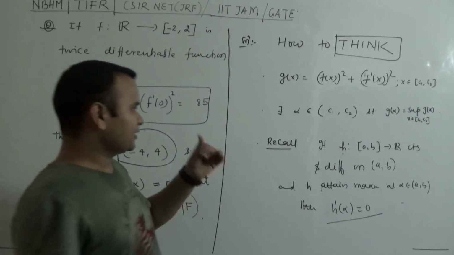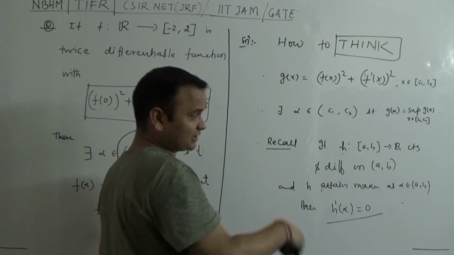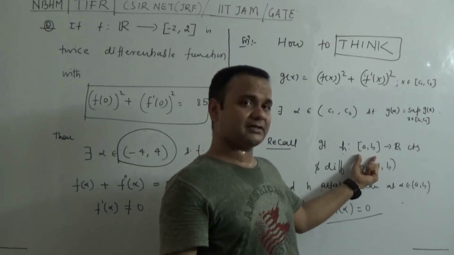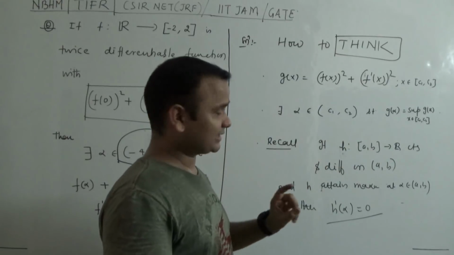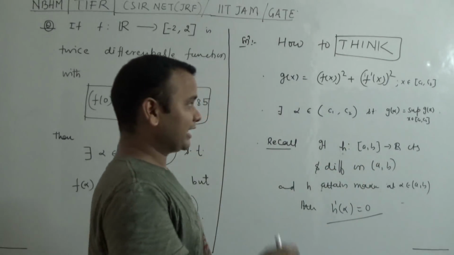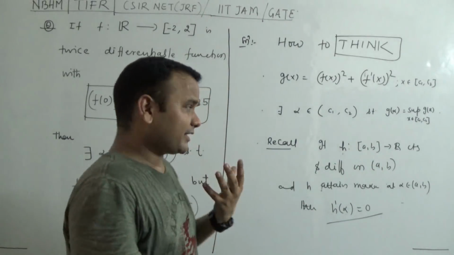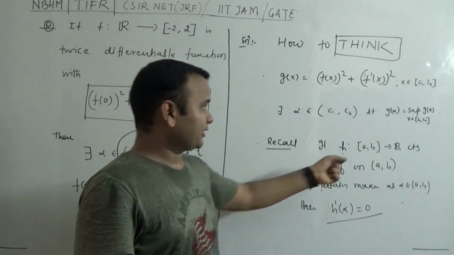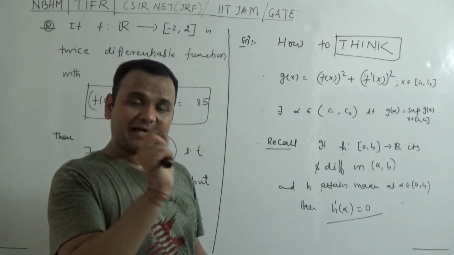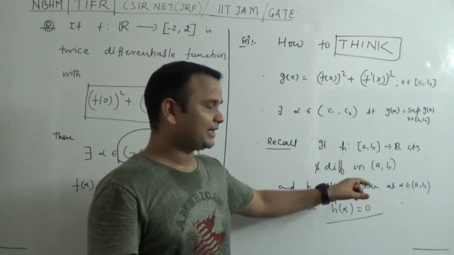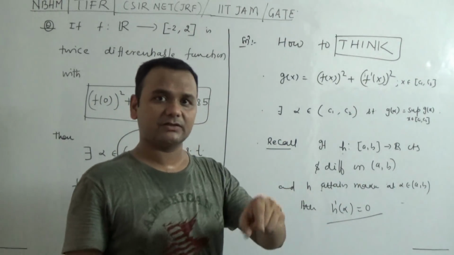Okay? So using this fact, what I am saying is, if f is a mapping from [a, b] to R, continuous and differentiable on the open interval (a, b), and of course the function attains its maximum value because the interval is compact. So if a continuous function attains its maximum value, and if that point lies in the interior, then the derivative at that point must be 0 if the function is differentiable.